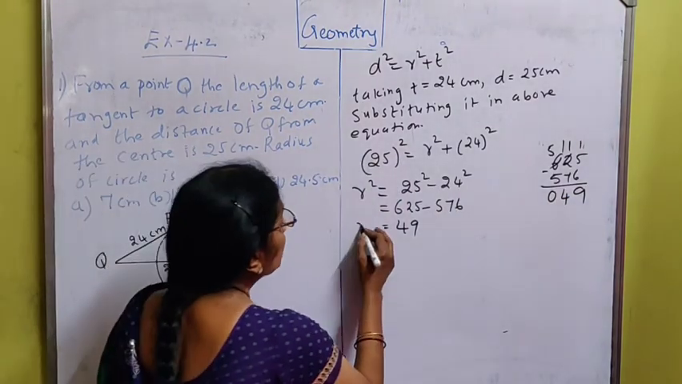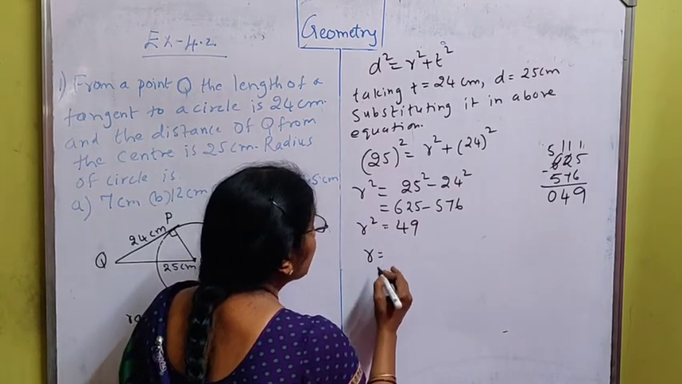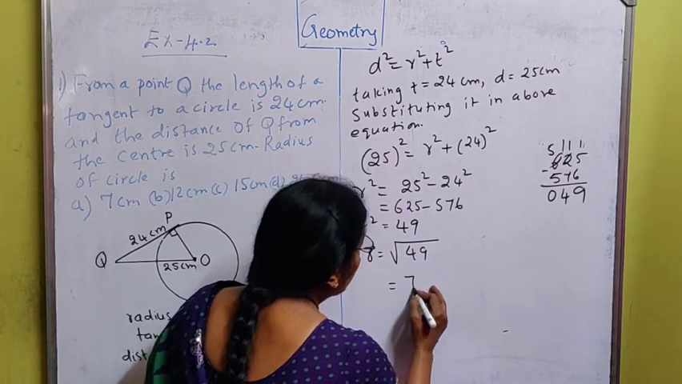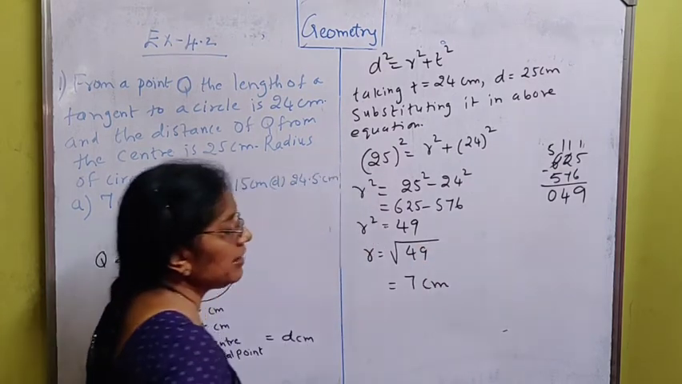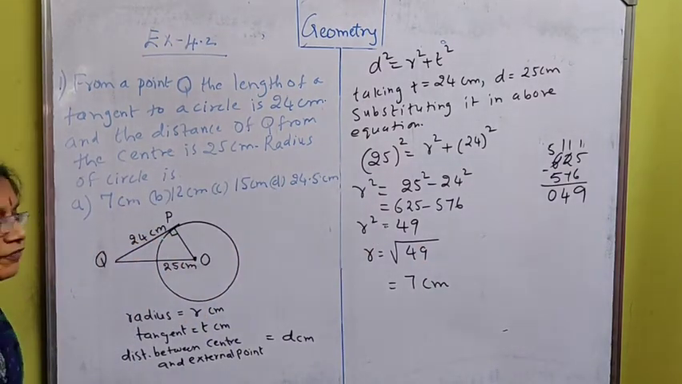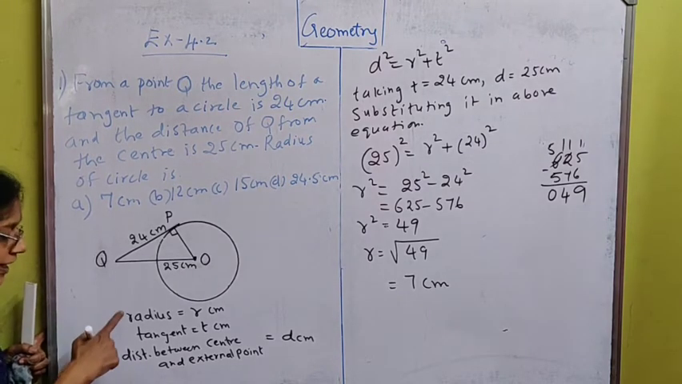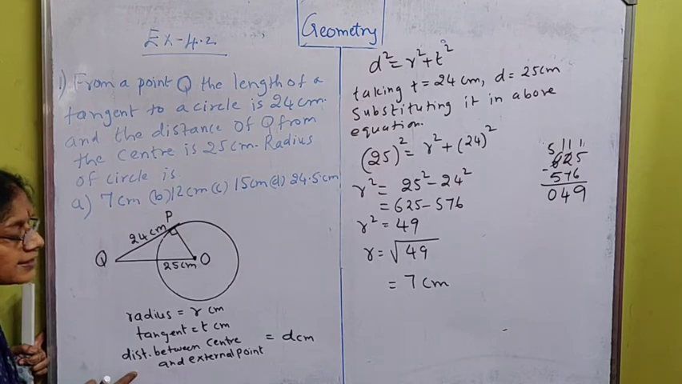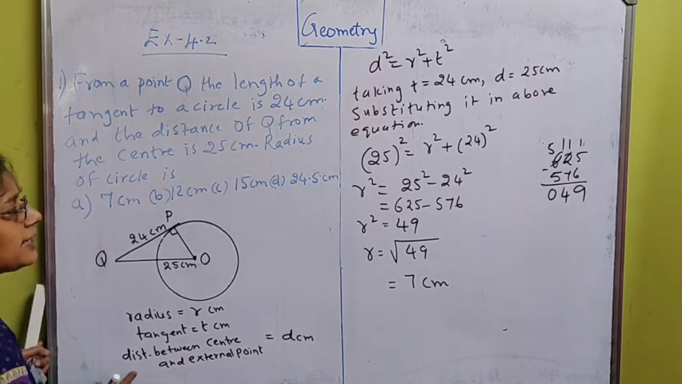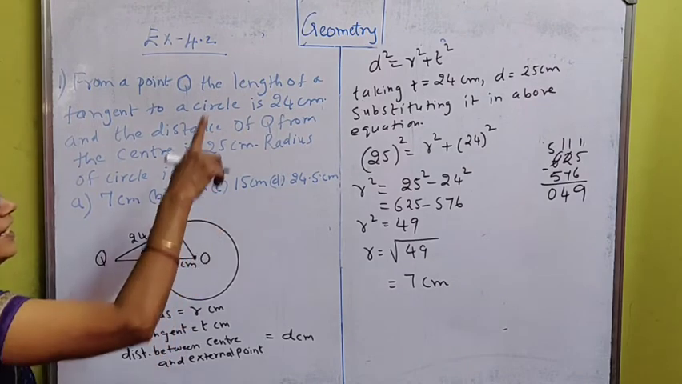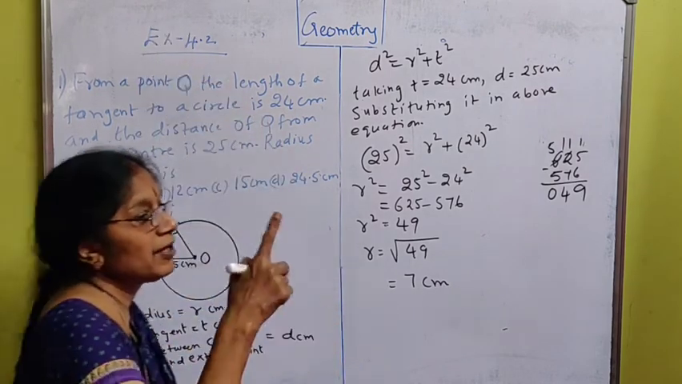r square is 49. You have to find out what r is. r is the square root of 49. What is the square root of 49? 7 centimeter. So you got the radius of the circle as 7 centimeter. So I told you, remember this formula. Radius, tangent and distance are connected with each other according to the Pythagoras theorem. So you can say that d square is equal to r square plus t square.